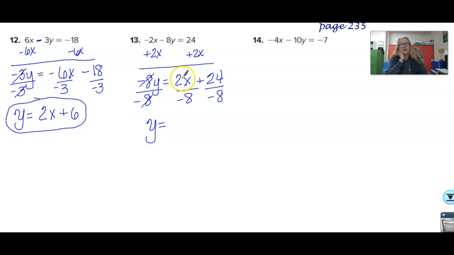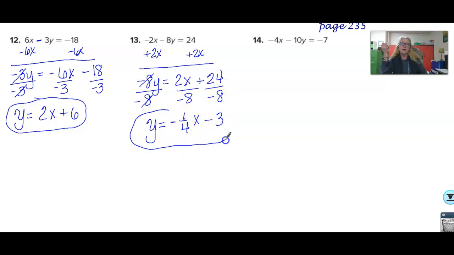Now let's look at this fraction. We have -2/8 or 2/8. Regardless, the fraction itself is negative. All right, it's a nice negative slope. It's a downhill. 2/8 reduces to 1/4. So we have -1/4 is the slope, x, and then 24 divided by -8 is going to be a -3.